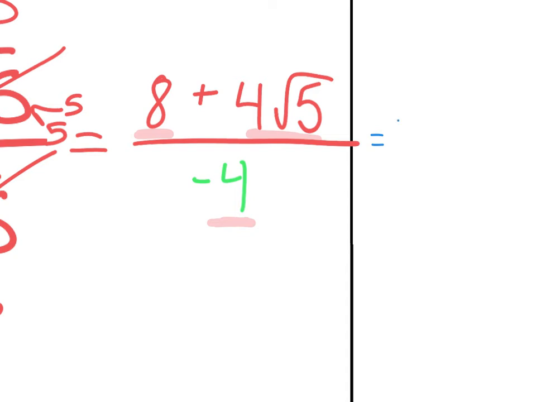So 8 divided by negative 4 would be negative 2. 4 divided by negative 4 would just be a negative 1 square root of 5. And then negative 4 divided by negative 4 is obviously just 1, so I don't even have to write that. So this would be the answer.